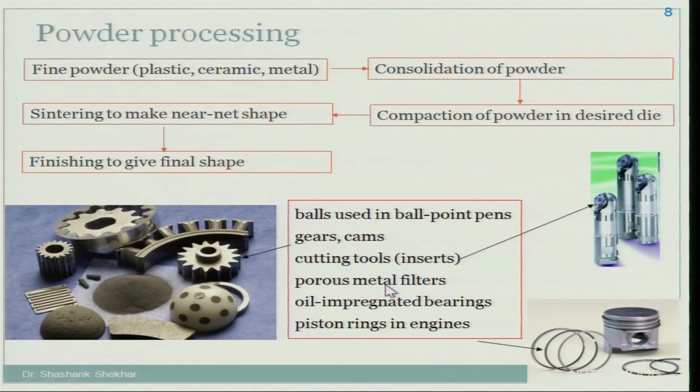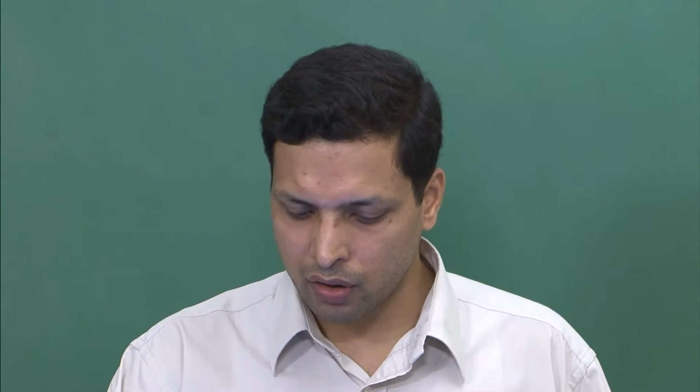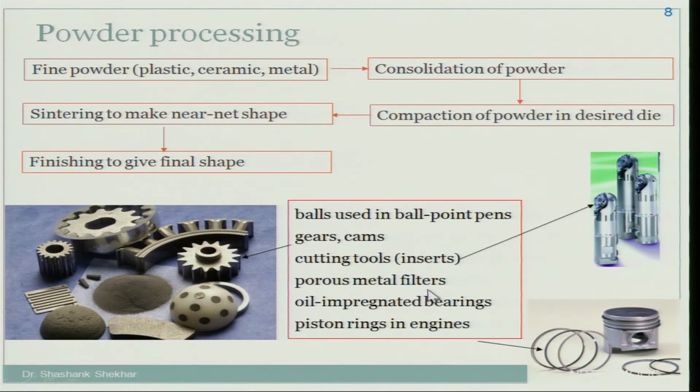Now, those of you who have come across powder processing would also know that it always leaves behind some amount of porosity. This porosity can be looked at as a disadvantage, but at the same time in some applications you can make good use of it, and one of these is porous metal filters. For filters where you want only a certain size of material to pass through, if you know the porosity size, you can use them as a porous metal filter.